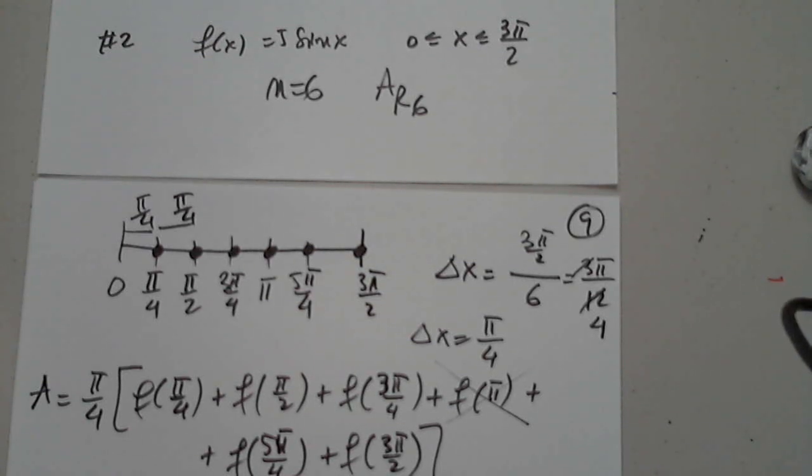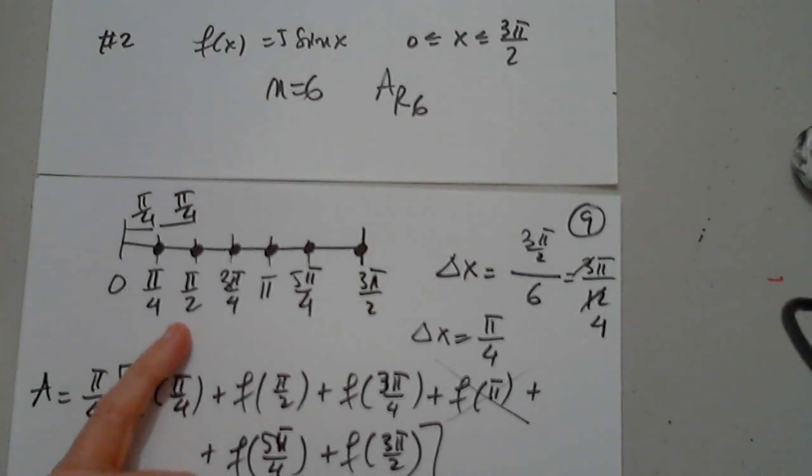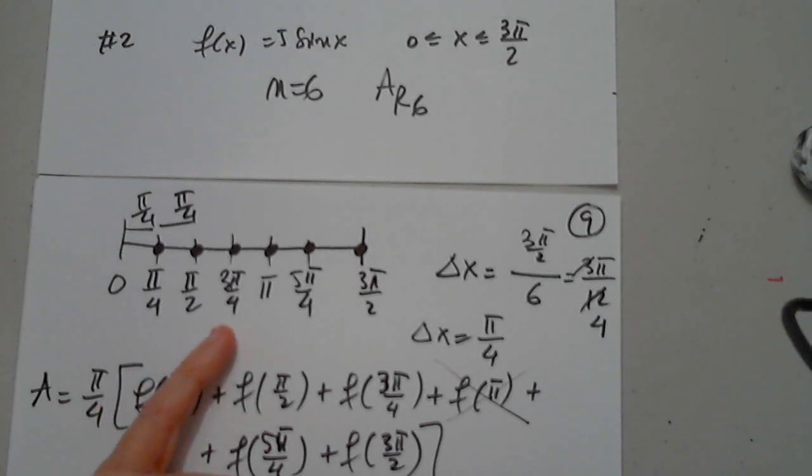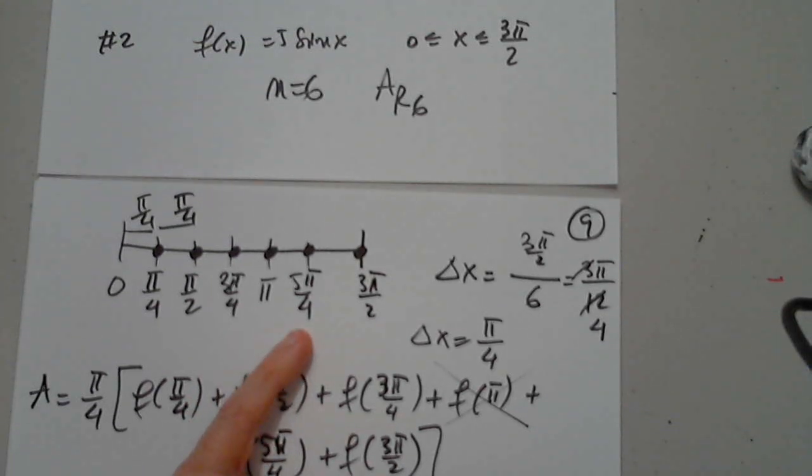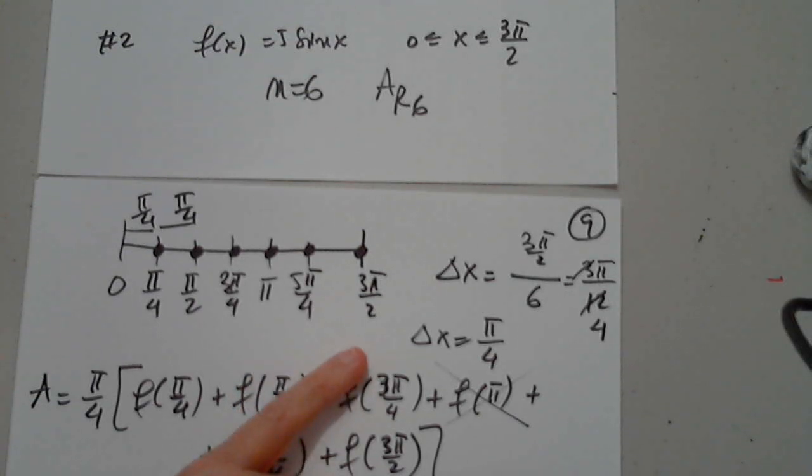Okay, the first one, pi over 4. The next one, pi over 2. The next one, 3 pi over 4. The next one, pi. The next one, 5 pi over 4. And the last one, 3 pi over 2.